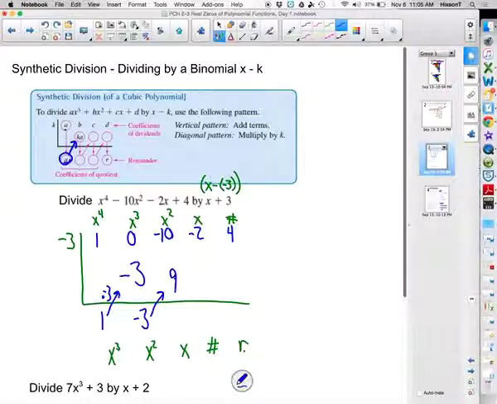Now we're going to add down. So we get negative 1. And then we multiply over. So we get a 3. Then we add down. And then we multiply over. And then we add down again. Okay? And when you run out of columns, you're done. Okay? So you add down, multiply over every time.